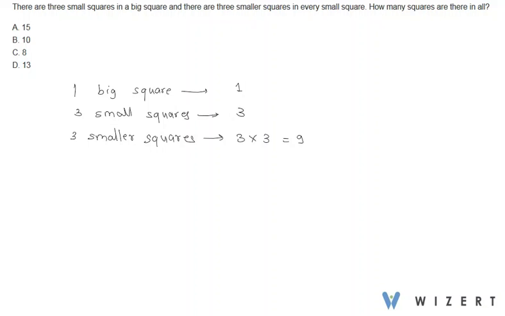So now the number has become 9 plus 3 plus 1. So we can say total number of squares equal to 9 plus 3 plus 1, which is equal to 13. So we can say answer is option D.